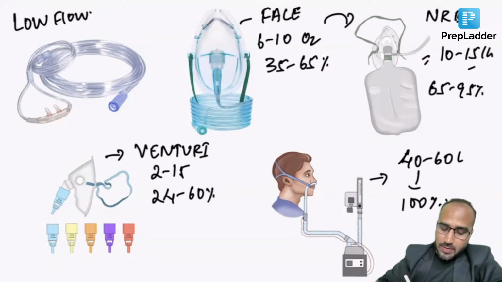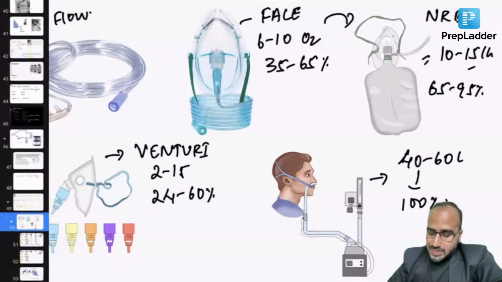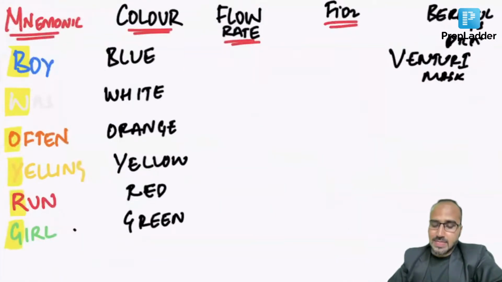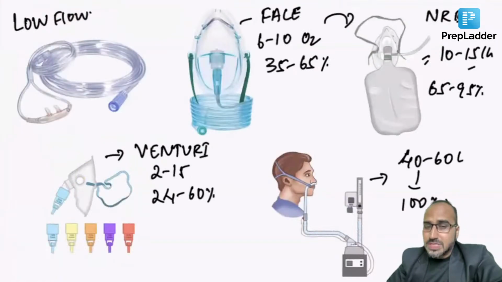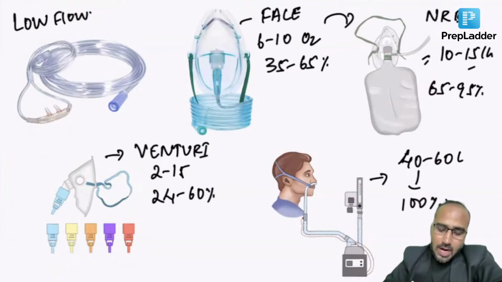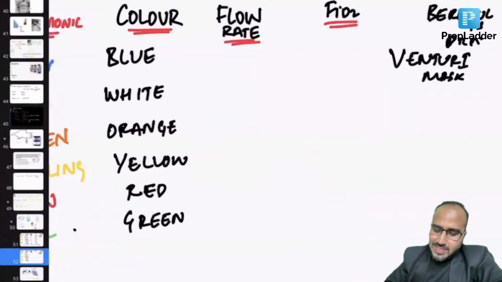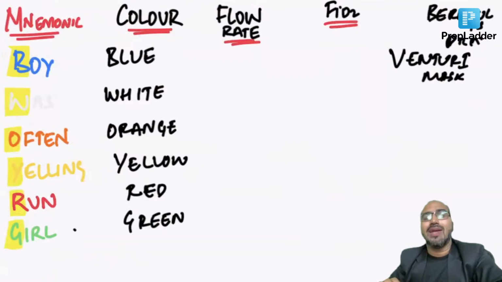Okay, guys. Now, look over here. These are all low flow devices. Now, guys, Venturi mask. When you see the Venturi mask, there are different colors of it. Now, don't get confused. They have been asking how to remember the colors. For that, there is a mnemonic, guys. The mnemonic is called "boy was often yelling, run girl." For a Venturi mask, you have to remember this.